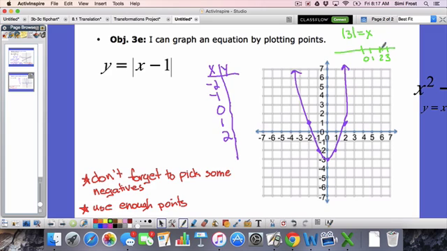Not very evenly spaced there. There's 3. Okay, so how far is 3 from 0? It's 1, 2, 3 spots. So x equals 3.